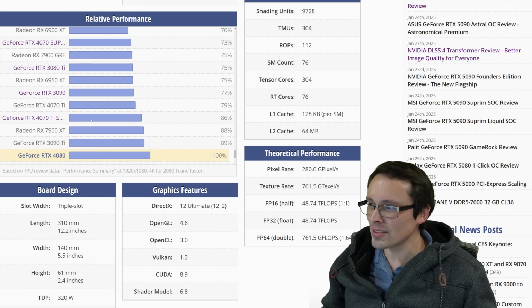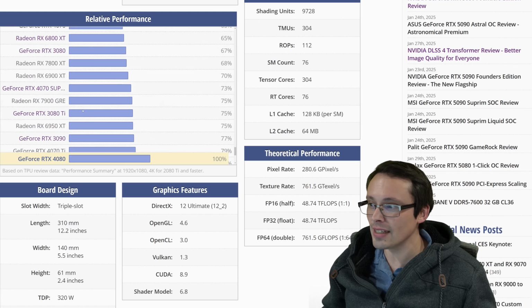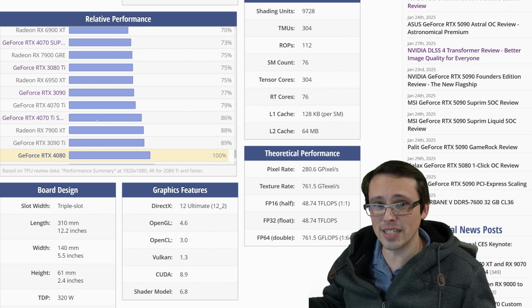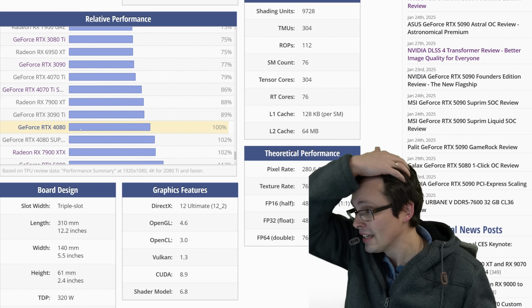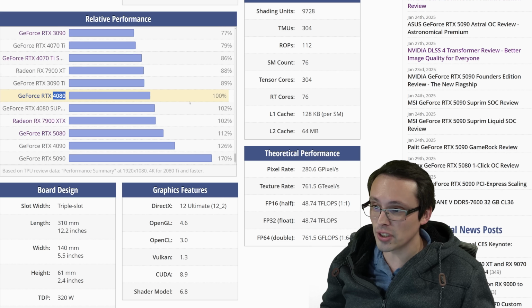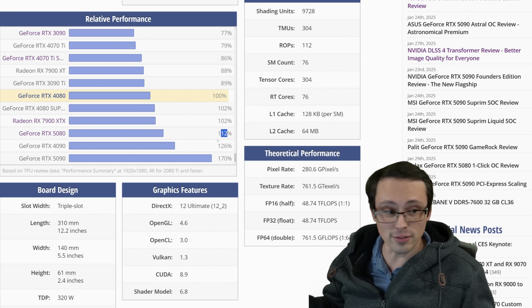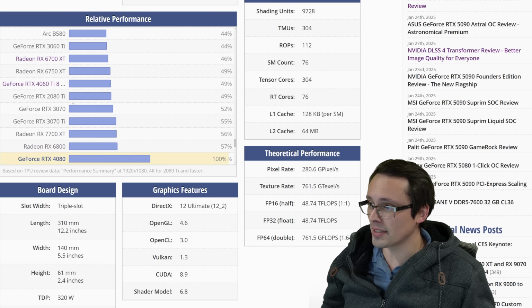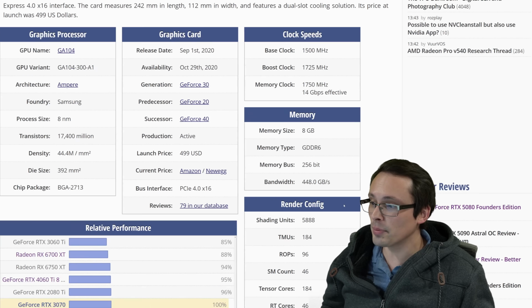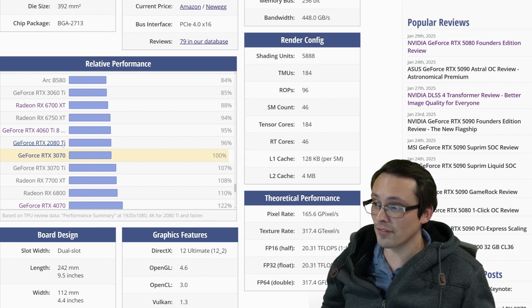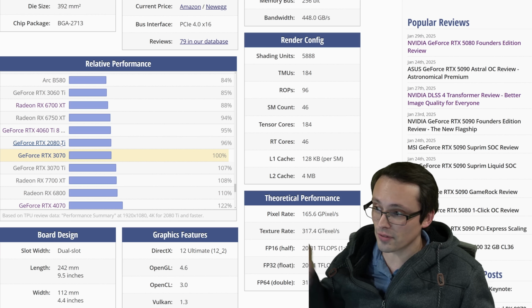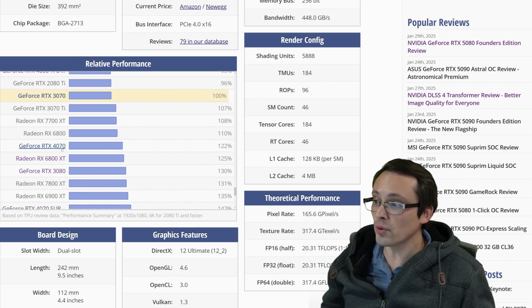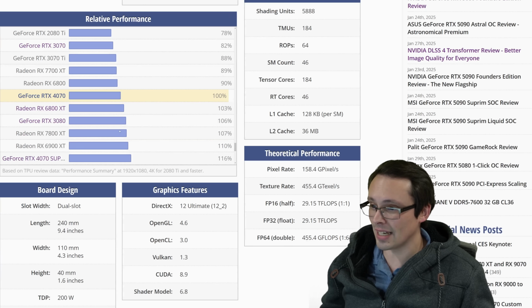So, also, isn't it fairly normal for a 70 class GPU to beat the previous generation's 80 class GPU, at least by a bit? Because notice the 5080 is only beating the previous generation's 80 class GPU by about 12%, 15% in my testing. Okay, so let's look at some stuff. So does a 3070 beat the previous generation's 80 class? Yes, in fact, it's right around the previous generation's flagship 2080 Ti. Does a 4070 beat the previous generation's 80 class? Well, it's pretty dang close. It's not quite there, but it's close.